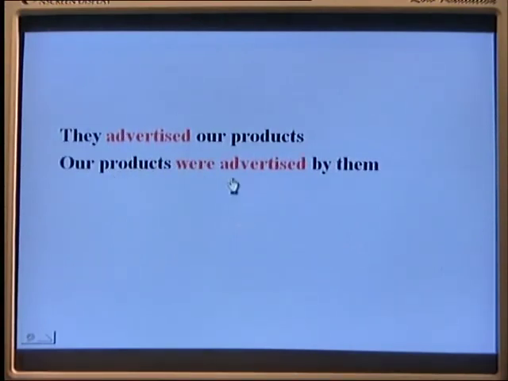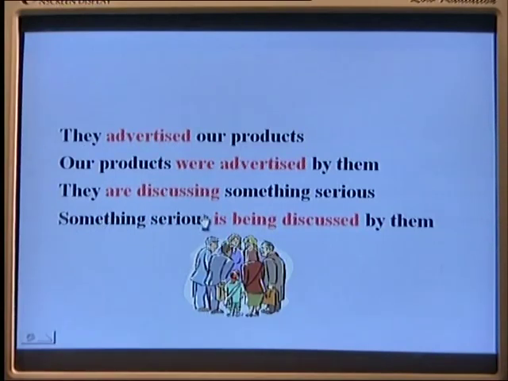Now, look at this. They advertised our products. Our products were advertised by them. Advertised is past tense, our products is plural, so were advertised. Our products were advertised by them. Look at this sentence. They are discussing something serious. It is in ing form. Change it into passive voice. Something serious is being discussed by them. Ing form, therefore being.